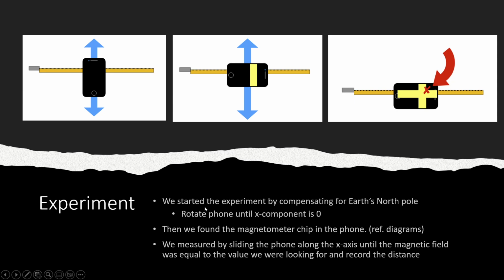Alright, so to start off our experiment, we compensated for Earth's north pole. We rotated the phone until the x component was 0. Then we found the magnetometer chip in the phone, which you can see throughout the diagrams. Slid the phone up while holding the magnet at a fixed position. Looked for the greatest x value, rotated it, and repeated the procedure. And then after we found the magnetometer chip, we measured by sliding the phone along the x-axis until the magnetic field was equal to the value we were looking for, and we recorded the distance.